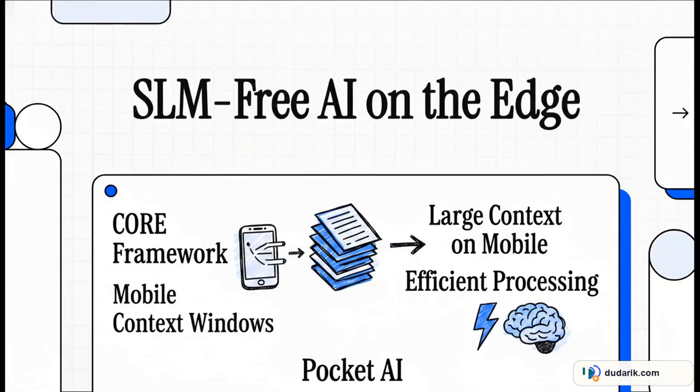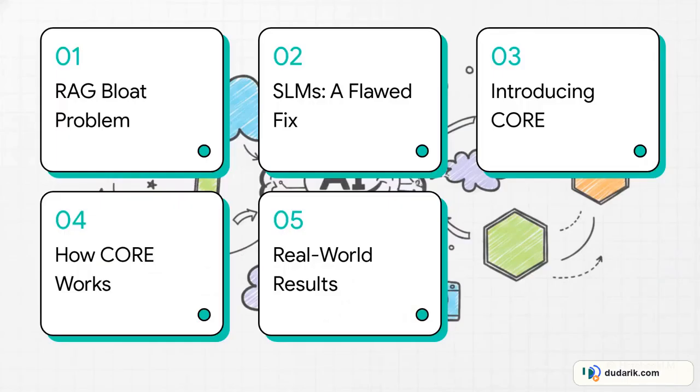So, if you've ever wondered why your smartphone can't seamlessly read a huge stack of documents locally without absolutely melting the battery, well, you are going to love this. We've got a lot of fascinating technical ground to cover today. Here's the roadmap. First, the RAG bloat problem, then why SLMs are kind of a flawed fix, introducing Core, how it actually works, and finally, those real-world results. Let's get right into it.